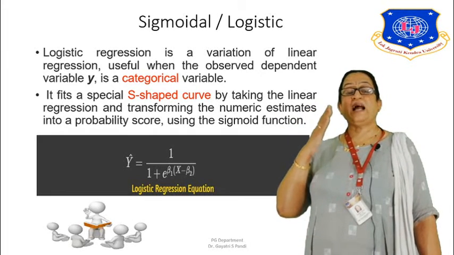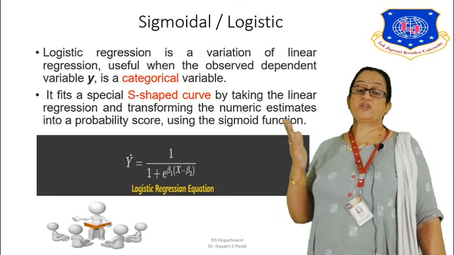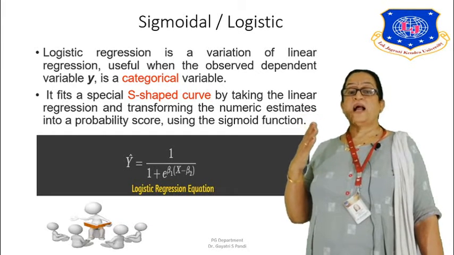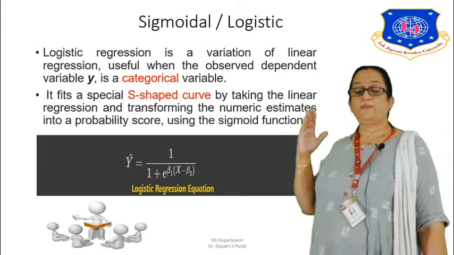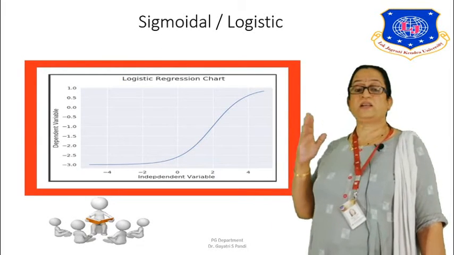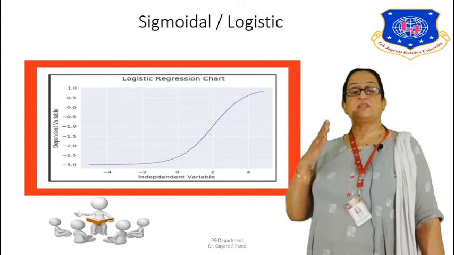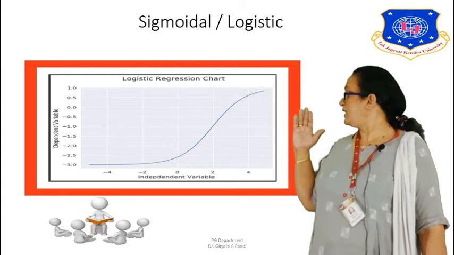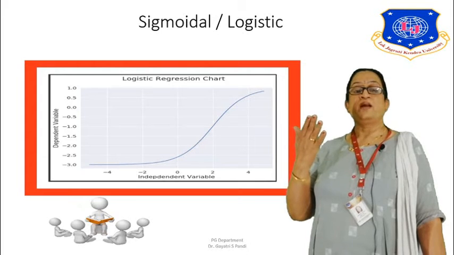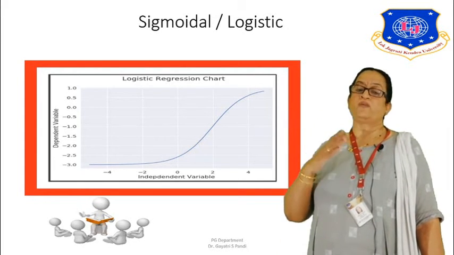It has an S-shaped curve, and it is done by taking the linear regression and transforming the numerical estimates into a probability score, which is done by using a sigmoid function. Here you can see this is an S curve representing a sigmoid or a logistic graph, and it is termed as logistic regression chart. Here also the independent variable is mapped on the x-axis and the dependent variable is mapped on the y-axis. Now it could vary from 0 to 1 or 0 to 10, whatever values you consider.